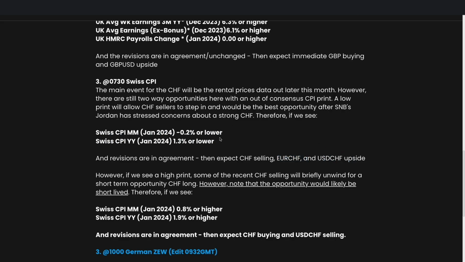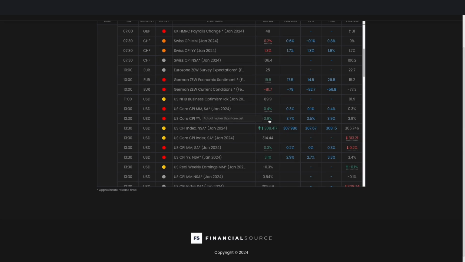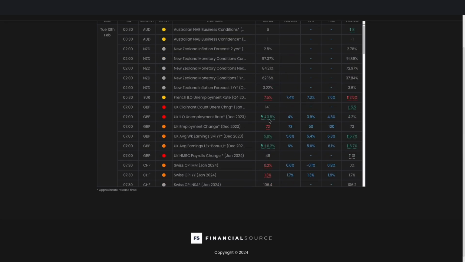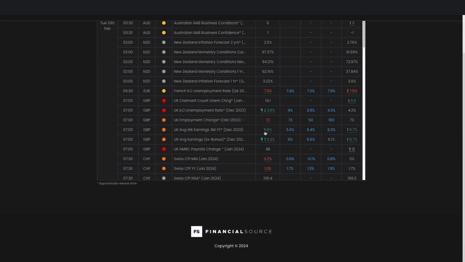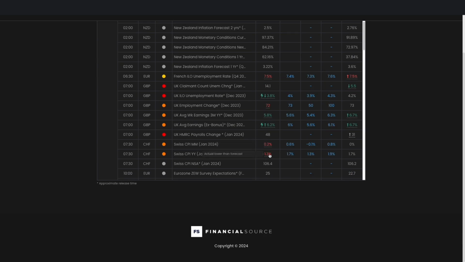Now, looking at the data point, you can see 1.3% was what we're looking for the year on year, minus 0.2% or lower for the month on month. Now, taking a look here, you can see that the data did come in below expectations, 1.3% tick. That was a sell Swiss franc bias. And the month on month data, it wasn't quite what we're looking for, but given the fact that it was towards the low end of expectations at 0.2%, that did give us a Euro Swiss franc upside.